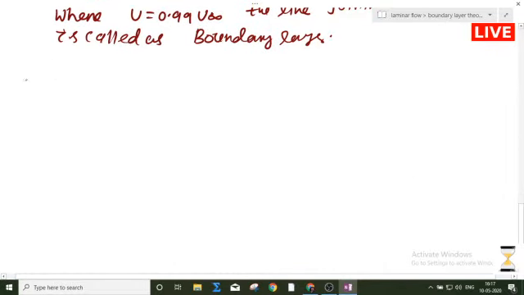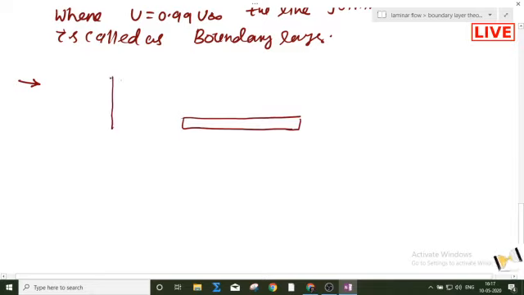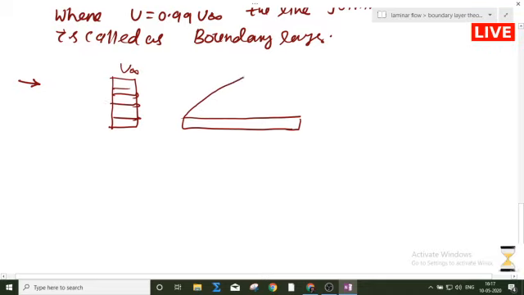So this is my plate, a solid surface, and this is my free stream velocity. Now when it flows past the solid surface, what will happen? A boundary layer will be formed. If you join all these points where the velocity is equal to 99% of the free stream velocity, you get the boundary layer.